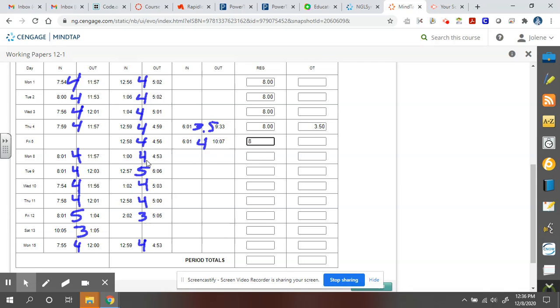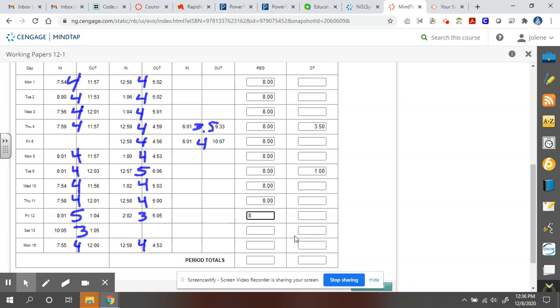Monday she worked 4 plus 4. So she worked 8 hours. Tuesday she worked 4 plus 5. Now she worked 8 regular hours and 1 overtime hour. Wednesday she worked 4 plus 4. So that's 8. Thursday she worked 4 plus 4. That's 8. Friday she worked 5 plus 3. That's also 8.